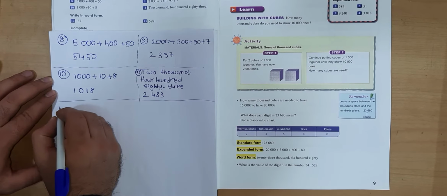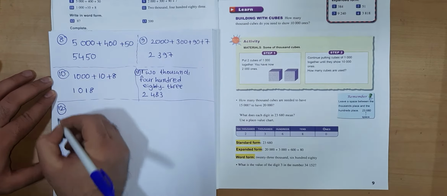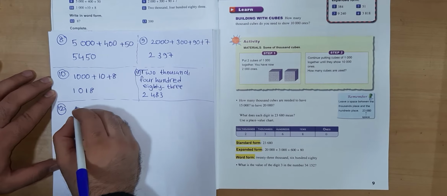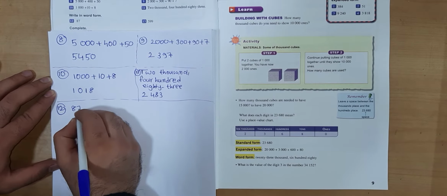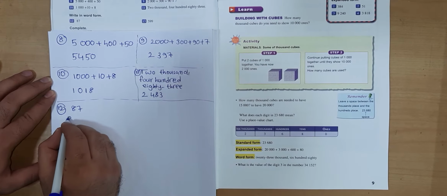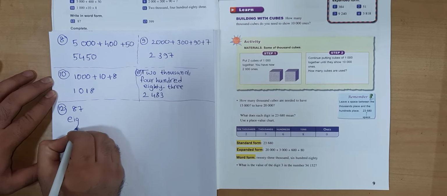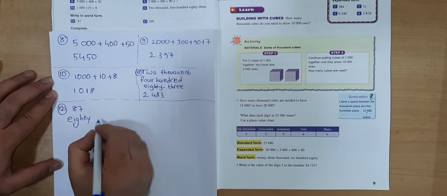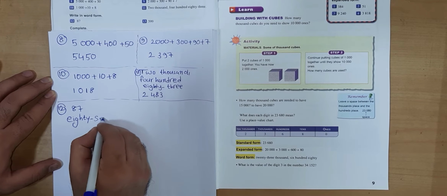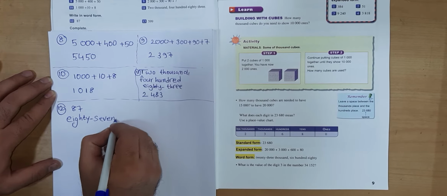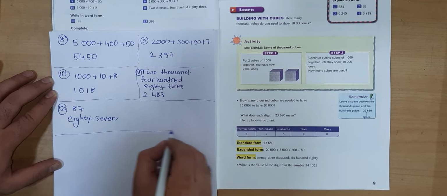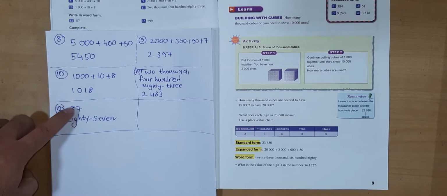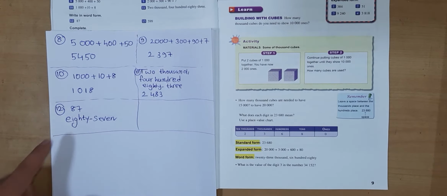Number 12. Write in word form, okay? It's 87. 80. 87. Don't forget, this is in the standard form, and we wrote this in word form.